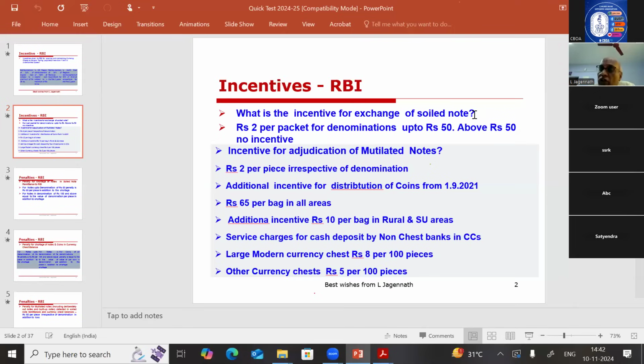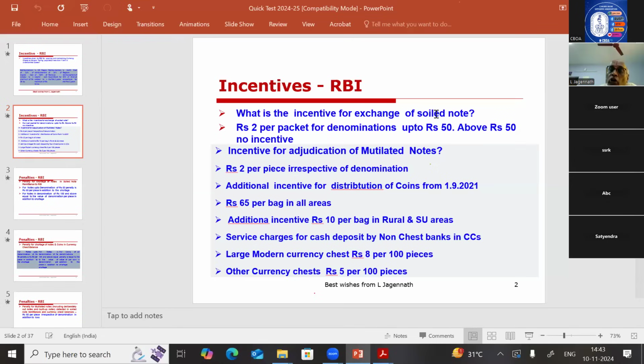What is the incentive for exchange of soiled notes? Banks will get an incentive of rupees 2 per packet for denominations up to 50. That is, you have 1 rupee, 2 rupees, 5 rupees, 10 rupees, 20 rupees, and 50 rupees. Up to and including 50 rupees denomination, per packet, that means per 100 pieces of soiled notes exchanged, banks will get 2 rupees per packet. If the denomination is 100 and above, for exchanging the soiled note, banks will not get any incentive.